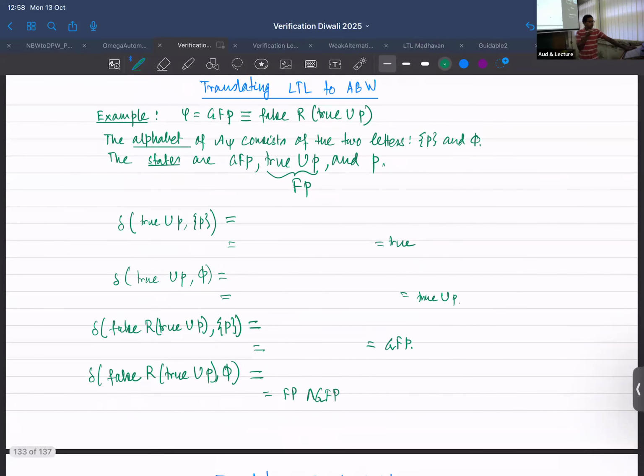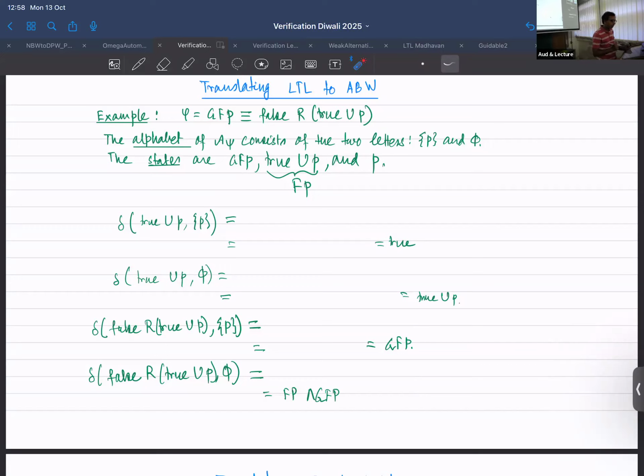Let's try to build the alternating Büchi automaton for this formula, GFP. Globally phi, if you remember, is like false release phi, because you cannot have false released, so always phi has to continue. And eventually phi is like true until p. FP is like true until p, eventually p.